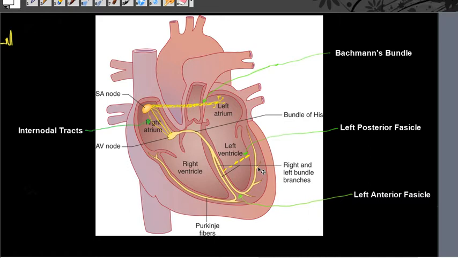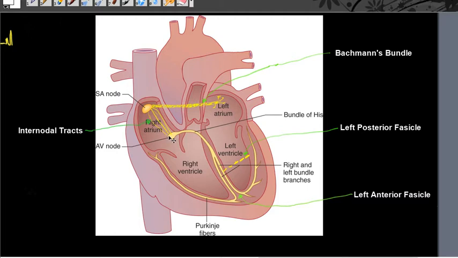So atrial contraction is driven by this sinoatrial node, which depolarizes by itself, and that's different from the case of most cells, which rely on depolarization of a neighboring cell. But this sinoatrial node can actually begin the membrane depolarization process, and that depolarization wave is transmitted to the left atrium via Bachmann's bundle. So that's how the atria contract.